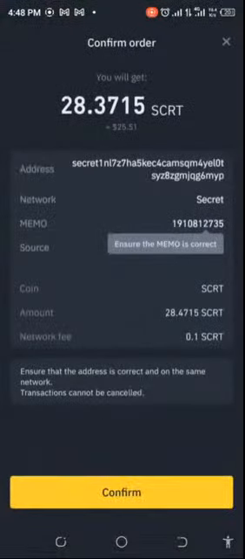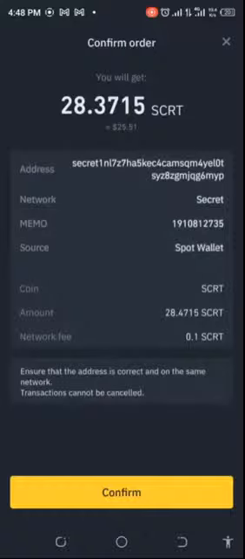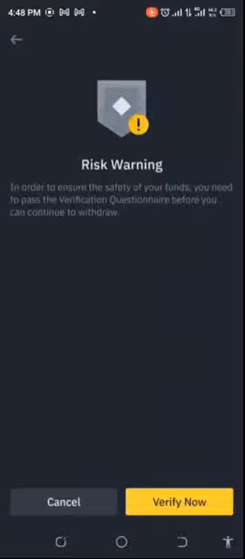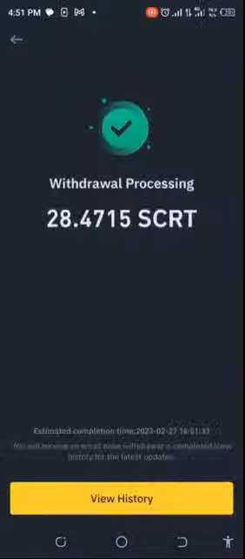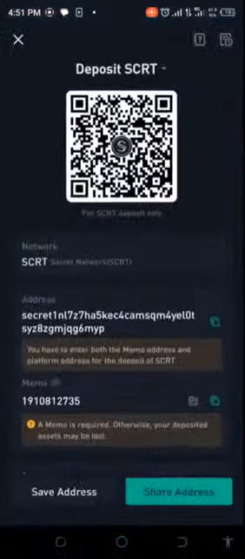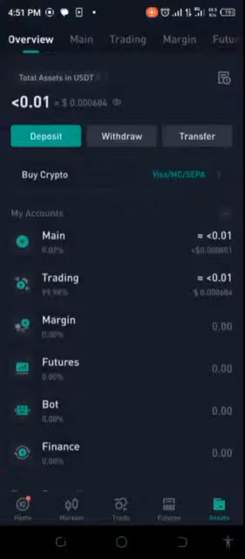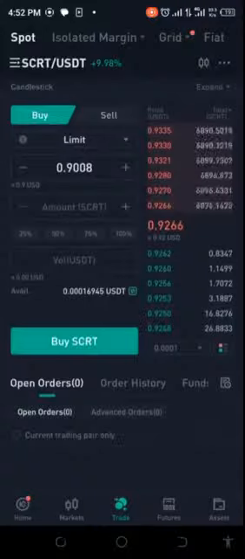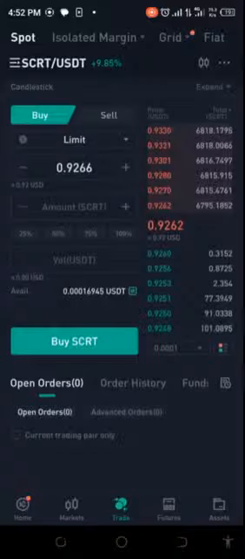Okay, it's telling me to do my verifications and to confirm whether I want to withdraw this. Okay, I'll do that and then we'll be back. Okay, so 28.47 SCRT is on its way. So let's go check KuCoin to see what's going on. I'm so excited to see, and I hope that it still remains the same. Oh, it looks like it's good, but let's keep our fingers crossed that this continues till we get here. Okay, so once it arrives, I'll let you know. See you shortly.